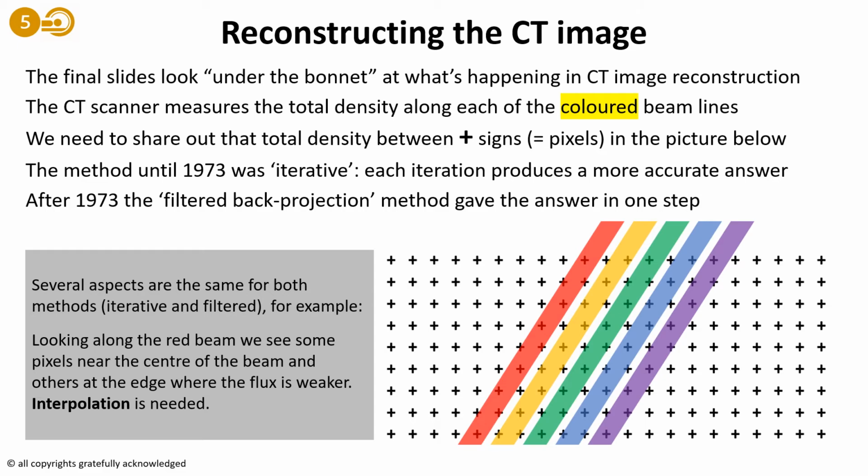And the method to do that until 1973 was iterative, in which each loop around the iteration produces a more accurate answer than the previous one. And with experience, you know that you've got to stop after, say, 2 or 3 iterations. Later in the 1970s, the filtered back projection was introduced, and that gives the answer in a single step. And the next few slides describe that in words, which you can read faster than I can speak.